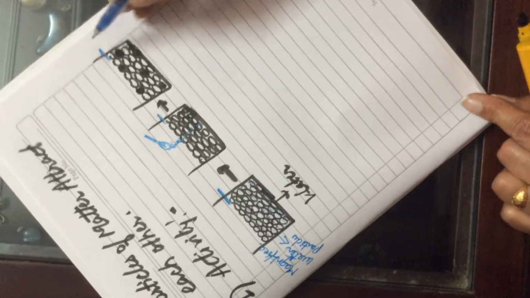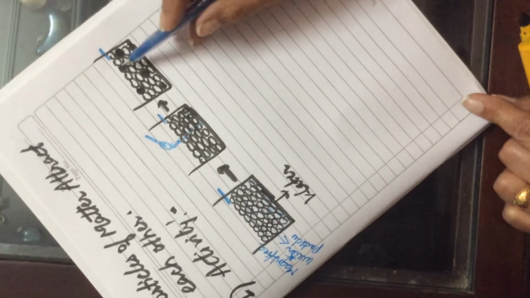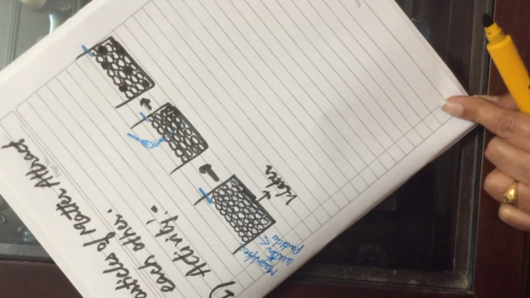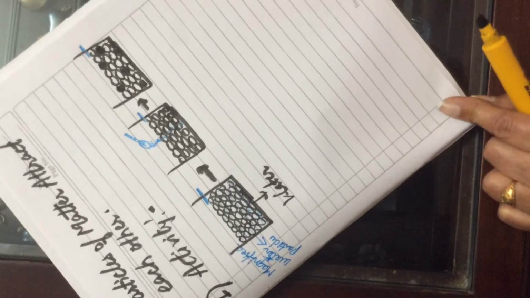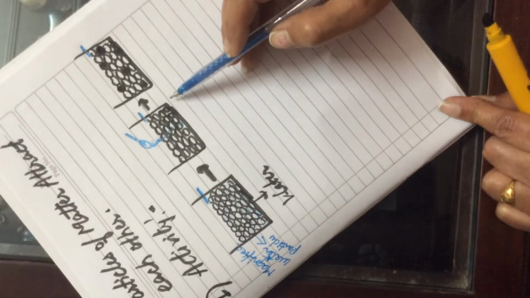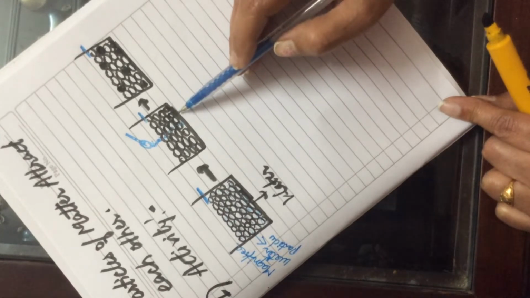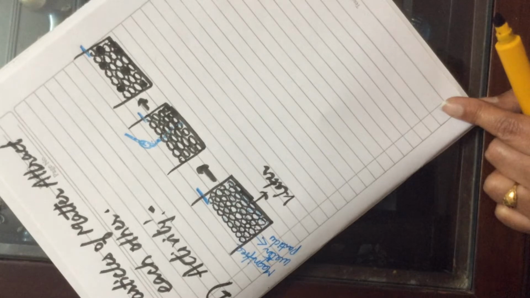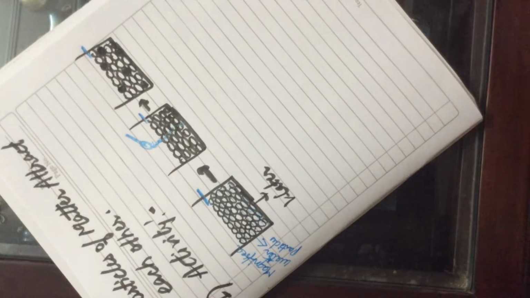So where does the salt go? Like I told you, it will go in between the spaces which are there between the water particles. So this activity proves that there are spaces in between the particles of matter. That is why the level of water remains unchanged even after addition of salt. So this is our first characteristic of the particles of matter.